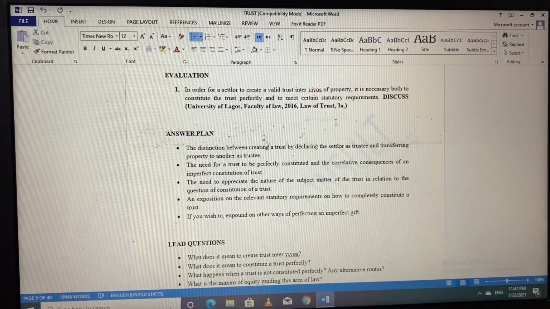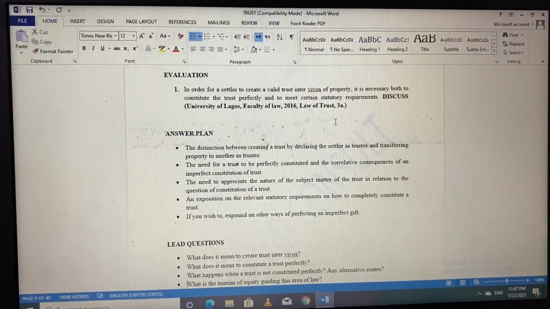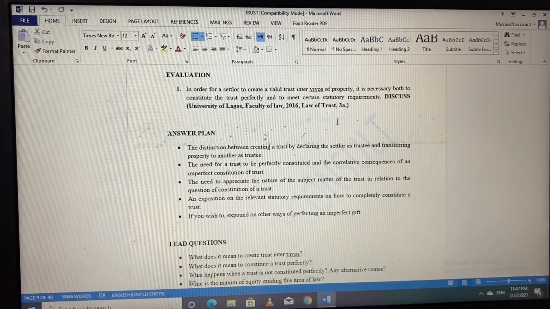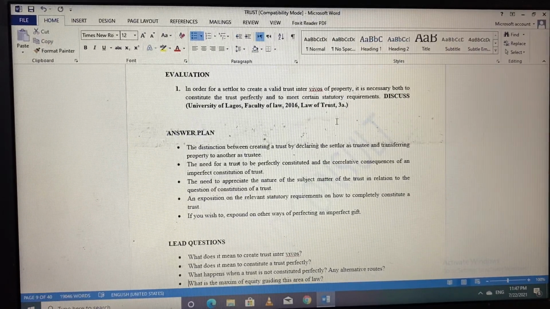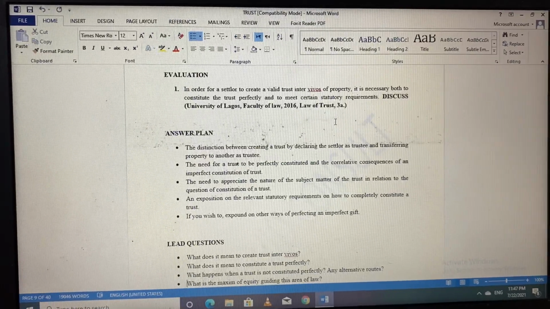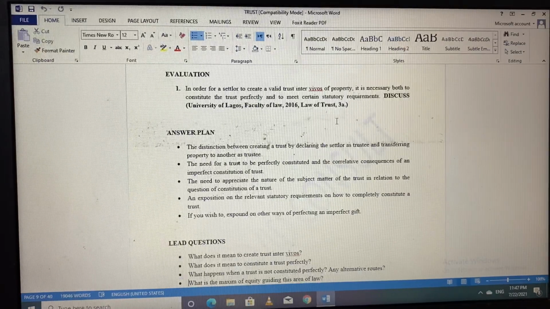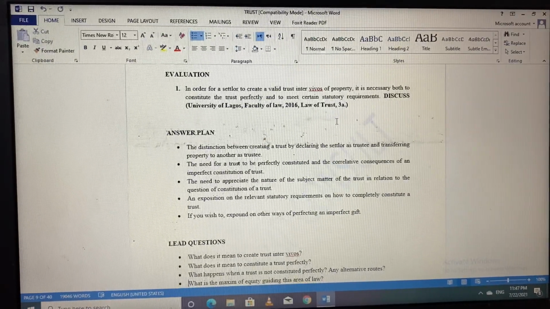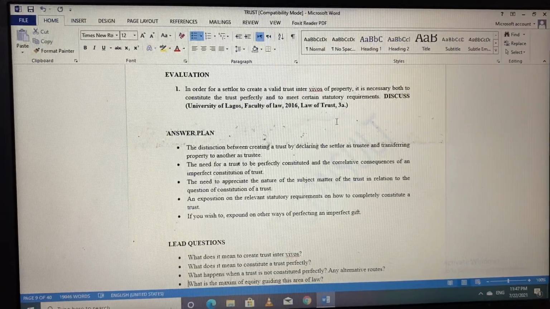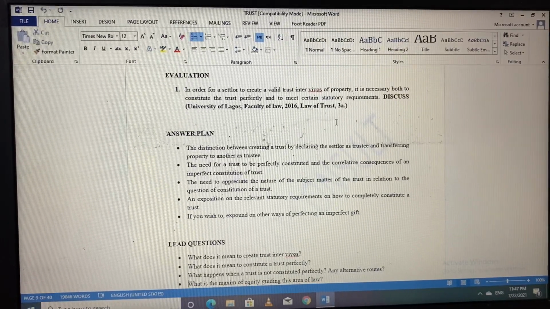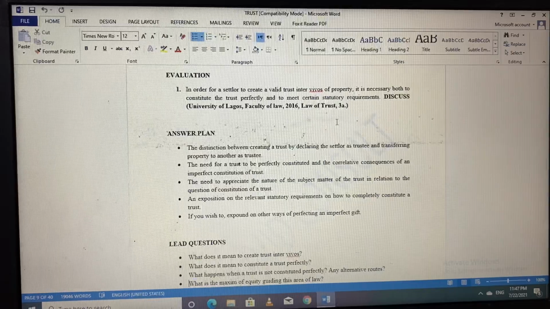So as you can see on the screen, I have a question here. It's a question from the University of Lagos Faculty of Law, 2016, question number 3A. And the question says that in order for a settlor to create a valid trust inter vivos of property, it is necessary both to constitute the trust perfectly and to meet certain statutory requirements.